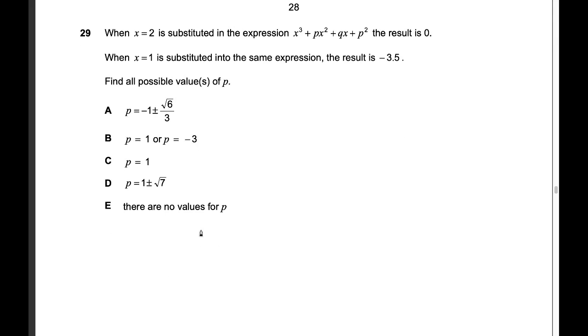Okay, advanced now. So let's see if there's much difference. When x equals 2 is substituted into this expression, the result is 0. When x equals 1 is substituted into the same expression, the result is minus 3.5. Find all possible values of p. Okay, so this is just simultaneous equations dressed up nicely.